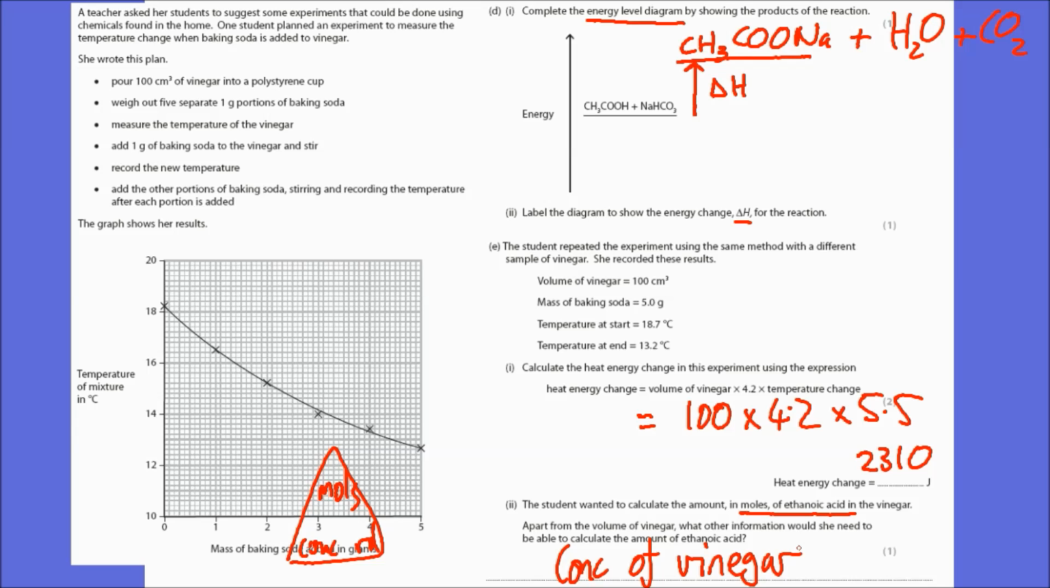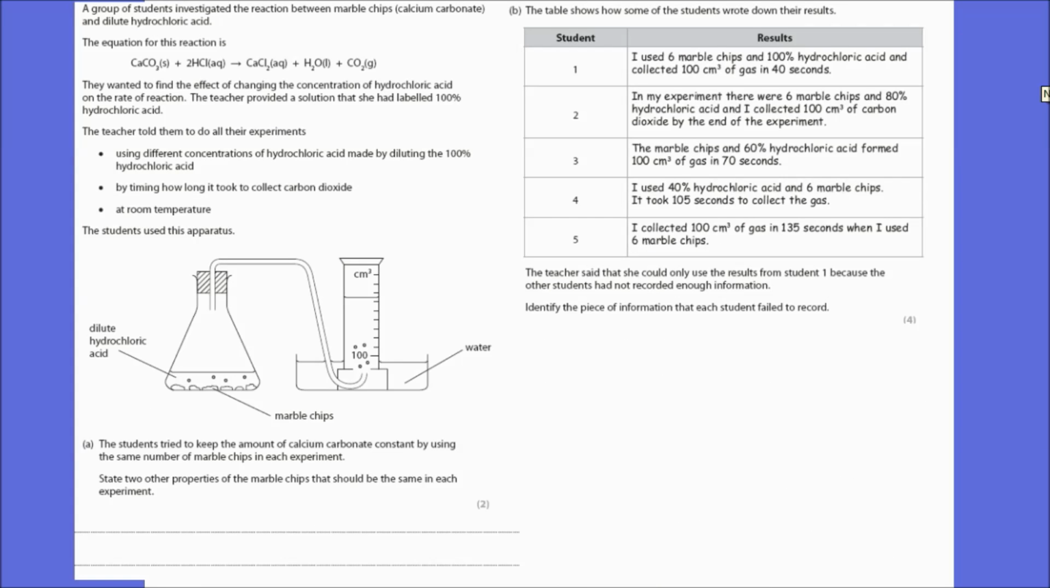The second question from that paper, which I'd like to go through, is another experiment producing gas. Okay, again, it produces carbon dioxide, so you're going to see bubbles of colourless gas being produced where the reaction takes place. In this reaction, we're looking at how the concentration of hydrochloric acid affects the rate of reaction.